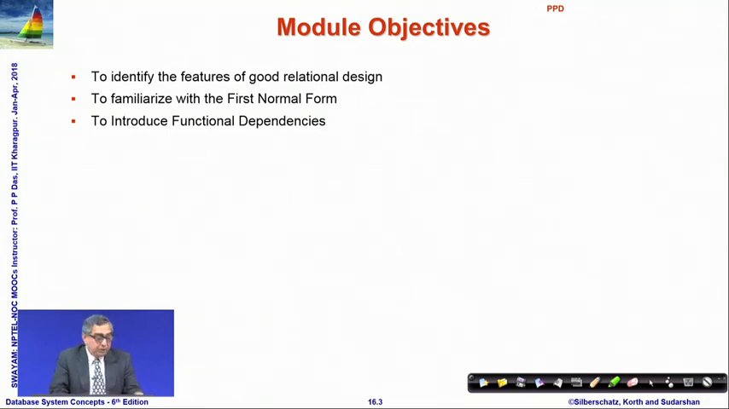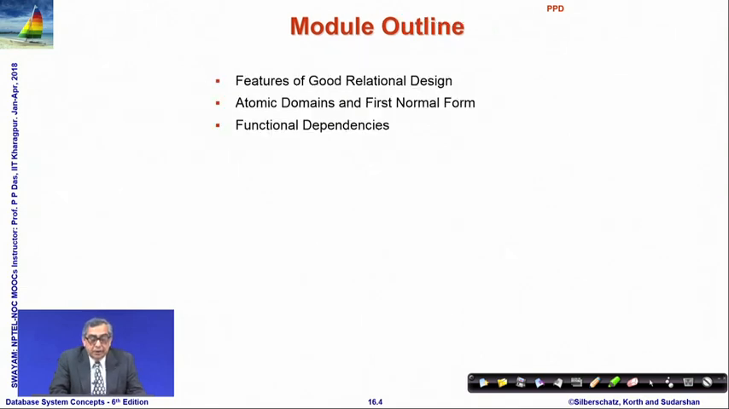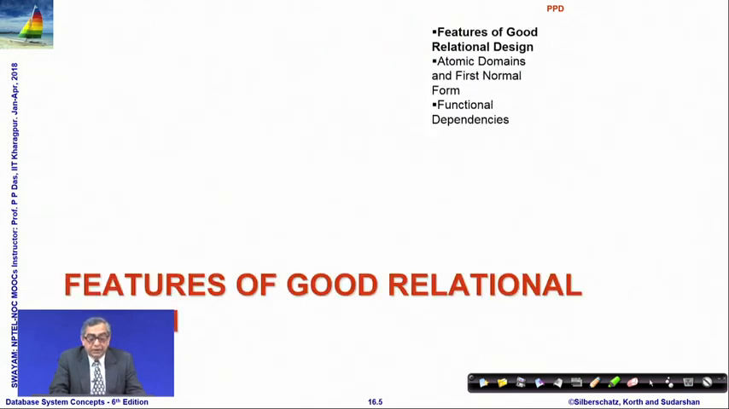So, we will discuss what the features of a good design are, and then we will introduce the formal definition of first normal form, and we will introduce a very critical concept of relational database design, the functional dependencies. This is the module outline.